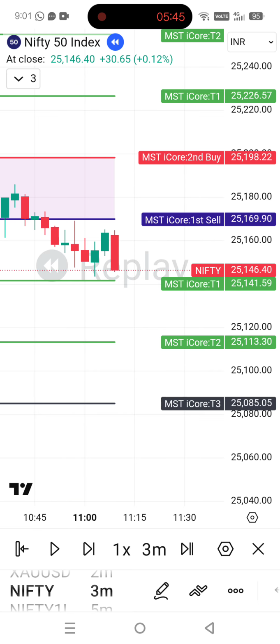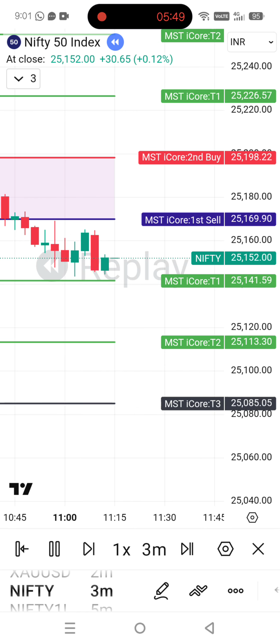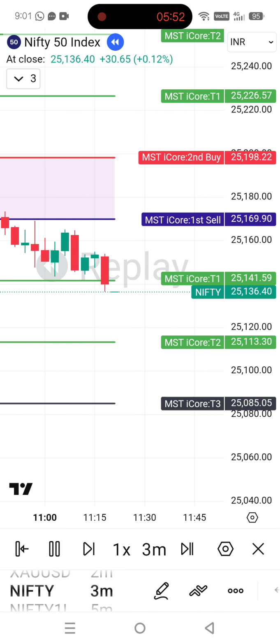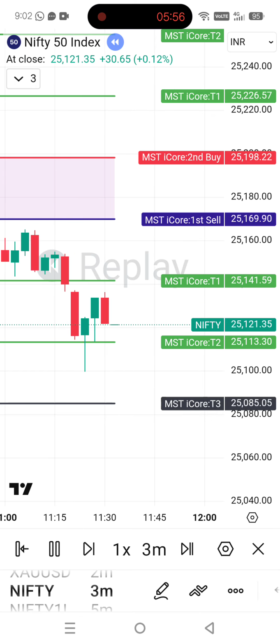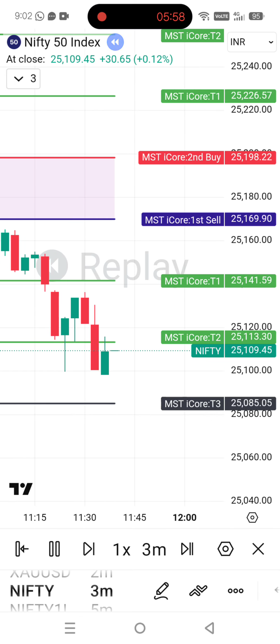Now exactly we got the entry. Now we are waiting for the target. The first target will be 25,141. It is hit. Then the second target. This also hit. Then we are waiting for the third target.